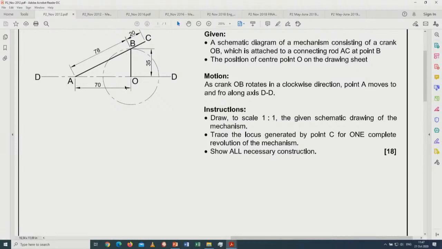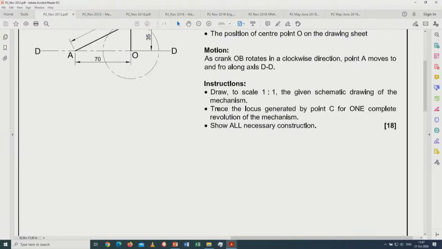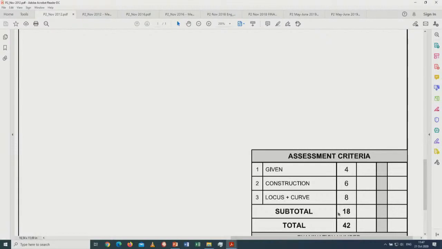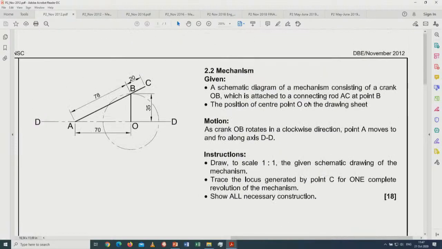Then instructions: draw to scale 1:1, given a schematic diagram, and you have to redraw the mechanism. Now, ladies and gentlemen, again, if I go down to the mark sheet here on the bottom, it points out to you that this is 4 marks out of 18 marks. So please, you're not going to pass on that. You have to make sure that this is basically the correct way.